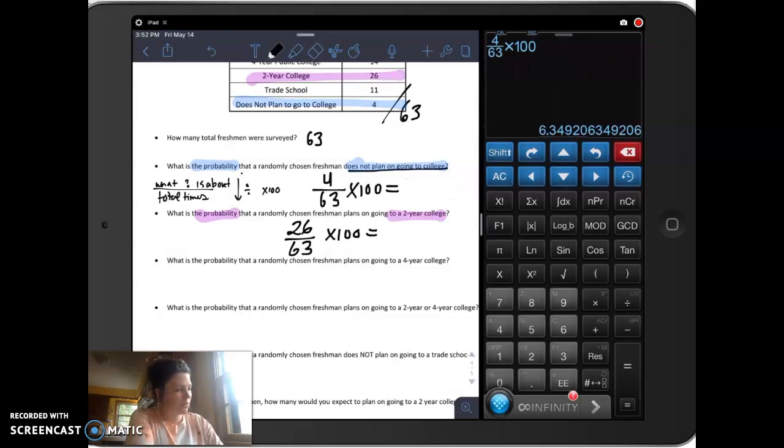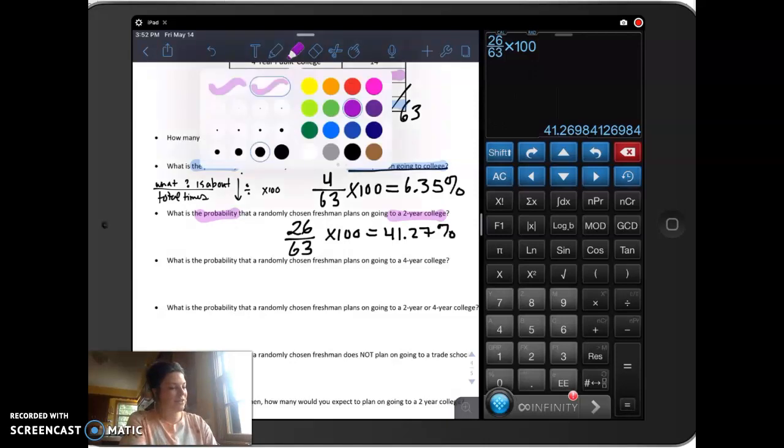Sorry you guys, going back here and fixing that. 6.35 would be the answer. Whoops, okay, keep going. Now our answer has changed. The 4 has changed to 26. So you don't need to retype the entire question every time. Rounding it to the hundredth, we get 41.27.